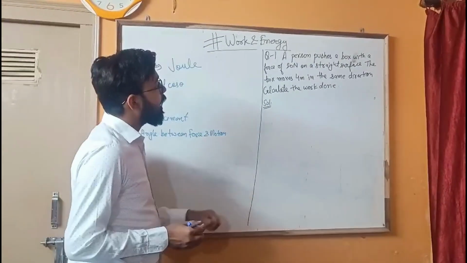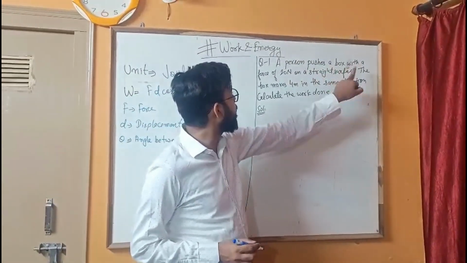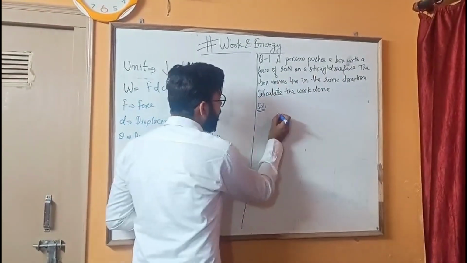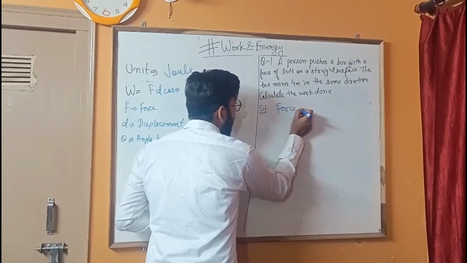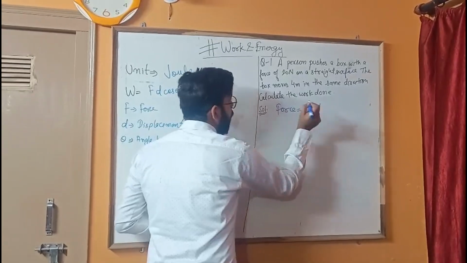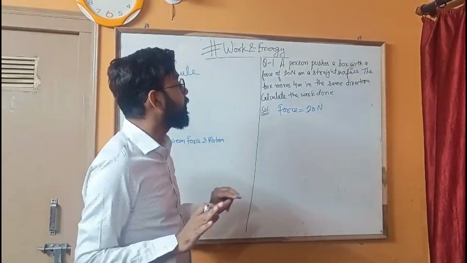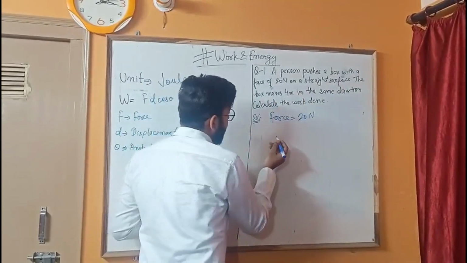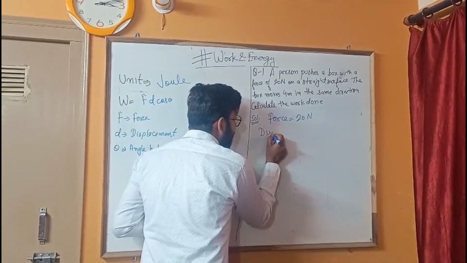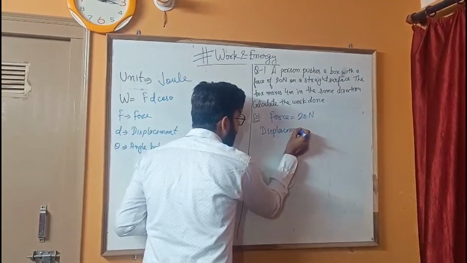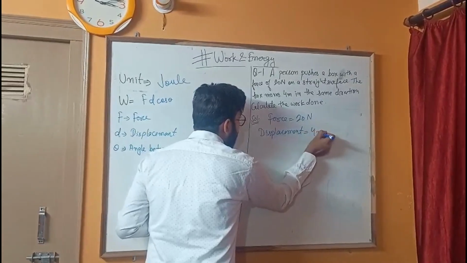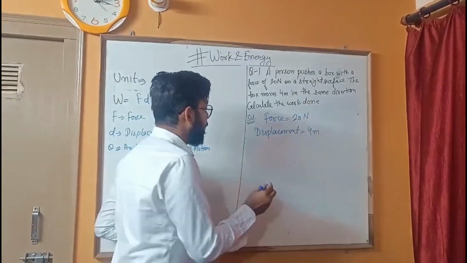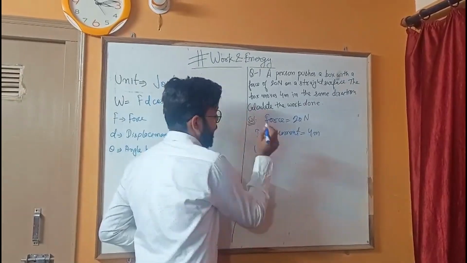The question says: a person pushes a box with a force of 20 Newton. So he has applied a force of 20 Newton. On a straight surface, the box moves 4 meters. So there is a displacement of 4 meters in the same direction. Calculate the work done. We have to find what the work done is.